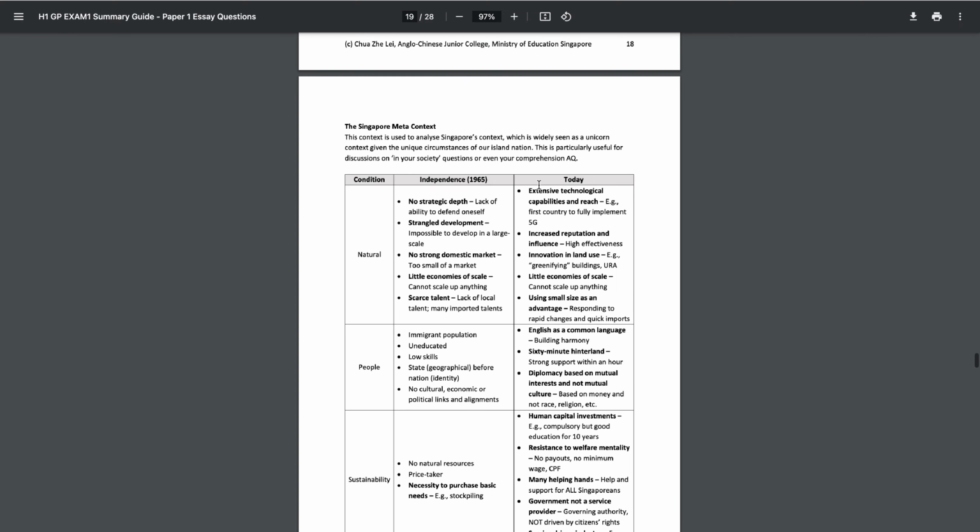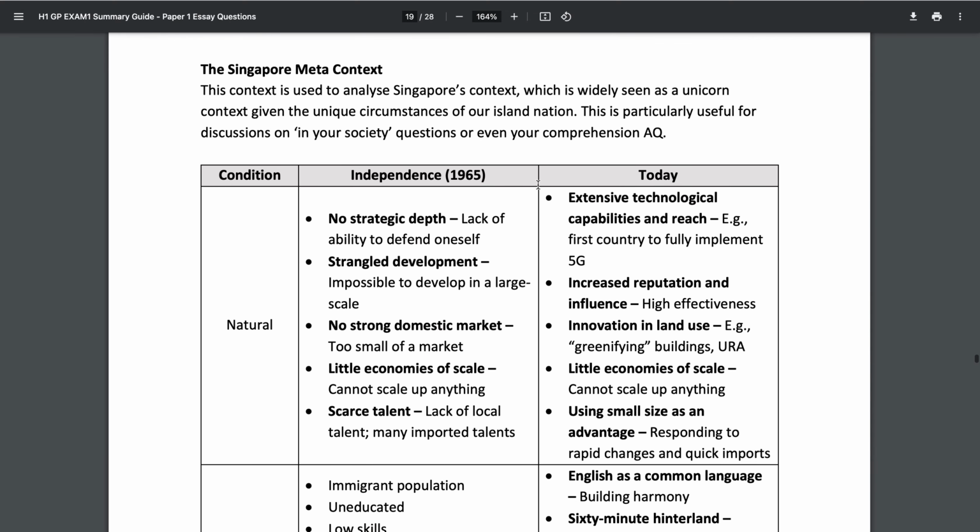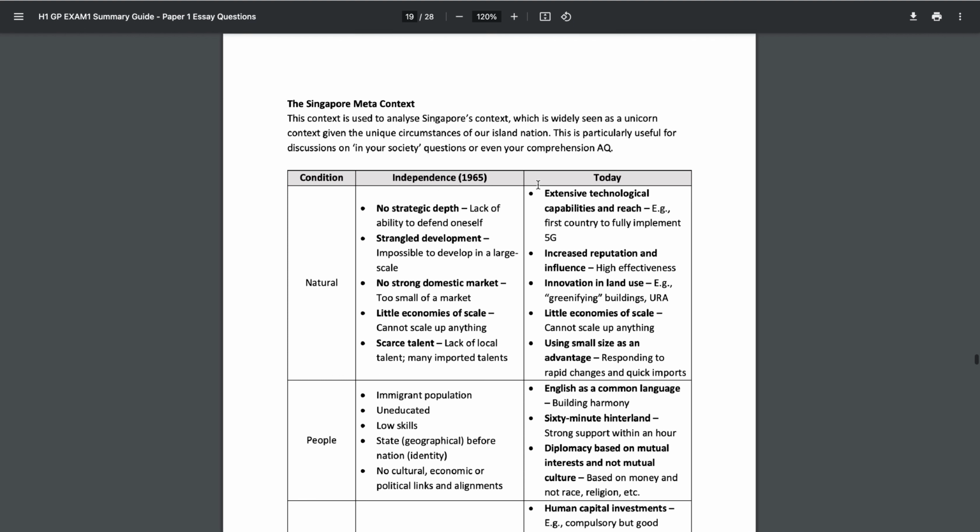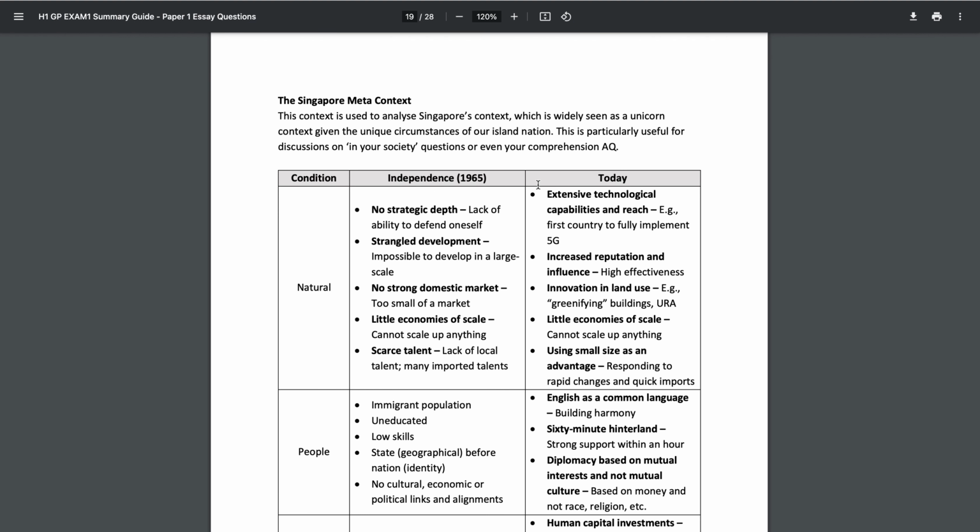Now, the Singapore meta context, okay, like I said, it's a unicorn country. Because there's in your society question, because you have AQ, okay, I'm going into this very quickly. We need to see where Singapore differs from the rest of the world. Then we can understand our country better. Okay, so I'm going to compare independence in 1965 versus today.